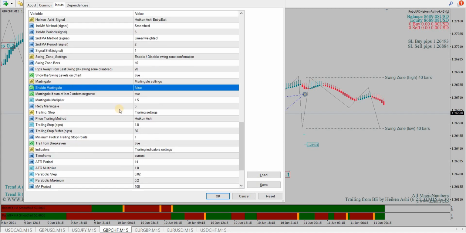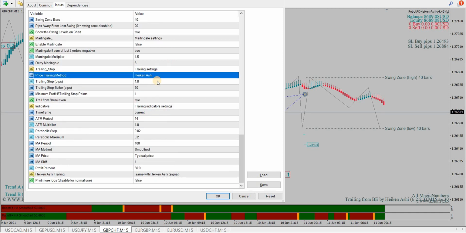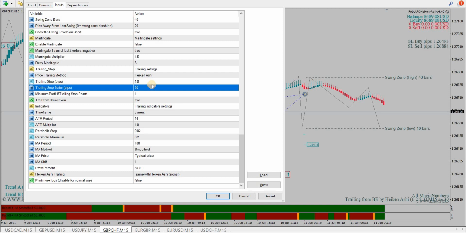I'm not using martingale. And finally, the trailing settings. I'm using Heiken Ashi also. Again, Heiken Ashi does everything here. Heiken Ashi to trail the price and close the open trades, when in profit, of course, with a buffer of 30 pips away from the open close of the Heiken Ashi candle, depending on the chart and the price. And this is about it.